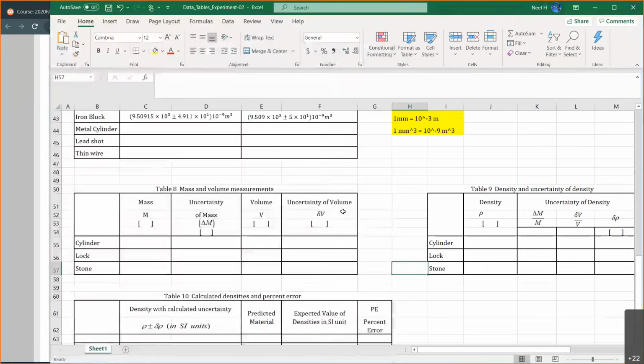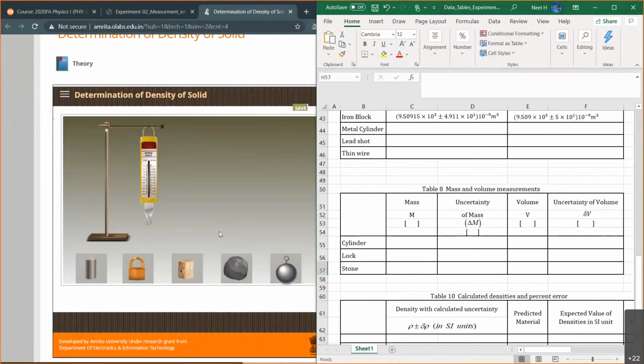Okay, now we are working on table number 8, mass and density measurement, right? So we have 5 objects here. I can measure all 5 if I need to, but it's the same measurement again and again. We're not going to measure all 5. Instead, we will measure the cylinder, the lock, and the stone. Okay, that's the plan. So let's measure the mass of the cylinder.